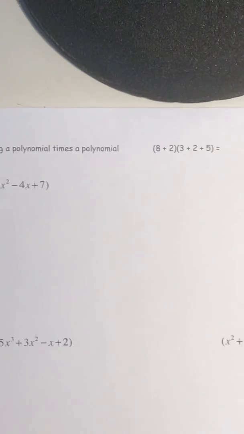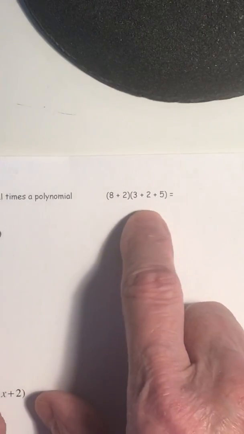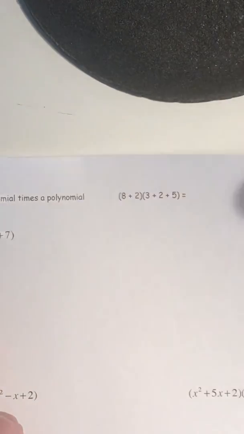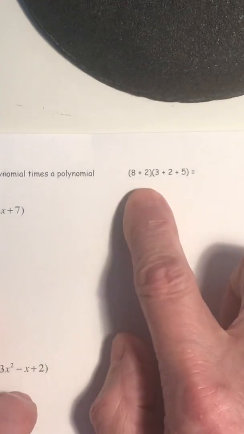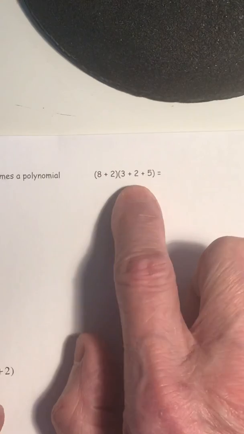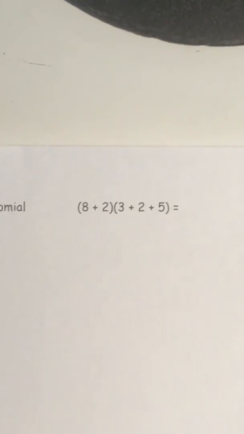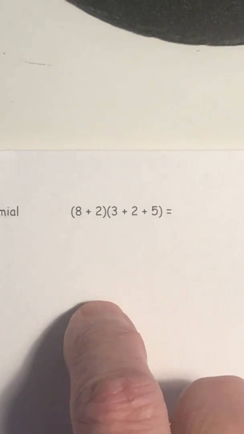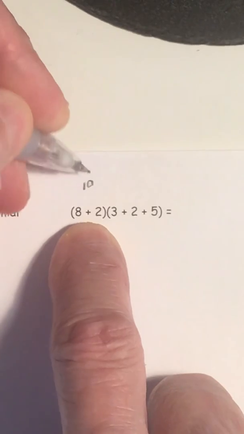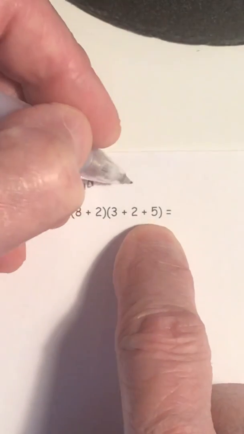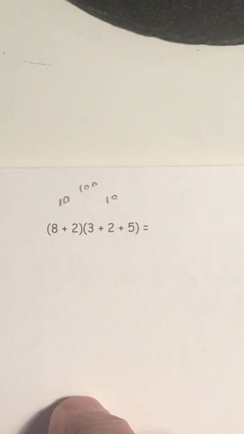Well, here's page 2. And now we're going to multiply a polynomial times a polynomial. I'm going to start with this little numerical example. We've got 2 terms in there, 3 terms in there, let's say, soon enough, with x's and stuff instead of just numbers. How much do we really have here? This is 8 and 2, that makes it 10. And 3 plus 2 is 5 plus 5 is 10. 10 times 10 is 100. So the answer should be 100.